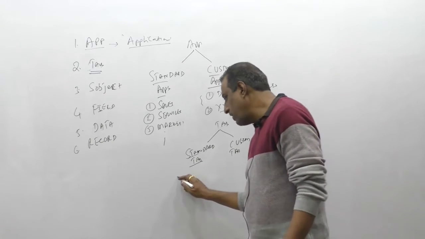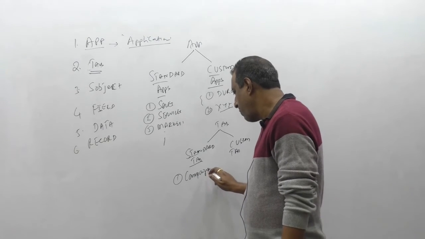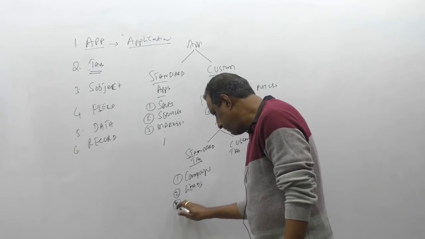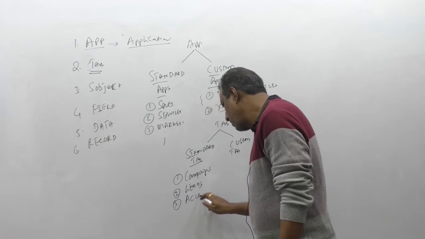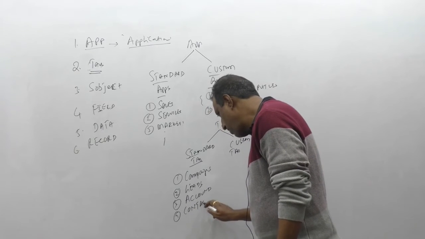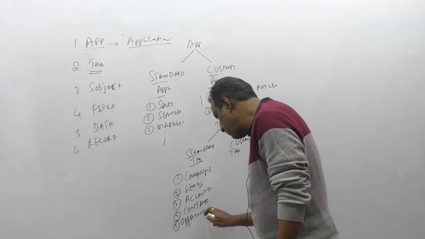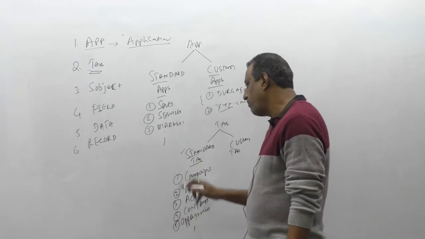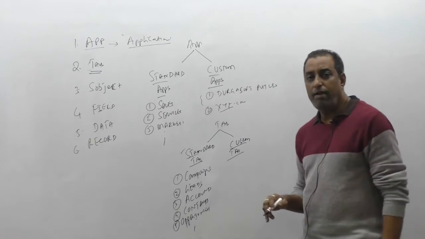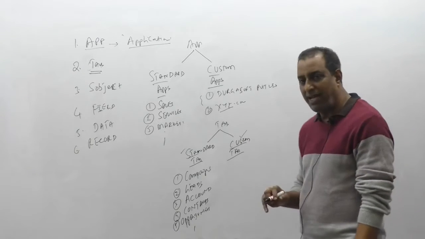Suppose, take the example of standard tabs like campaigns, leads, accounts, contacts, opportunities. These are all the examples of what here? Standard tabs. And coming to custom tab, any tab which is created by developer as per the business requirement, that can be called as custom tab.